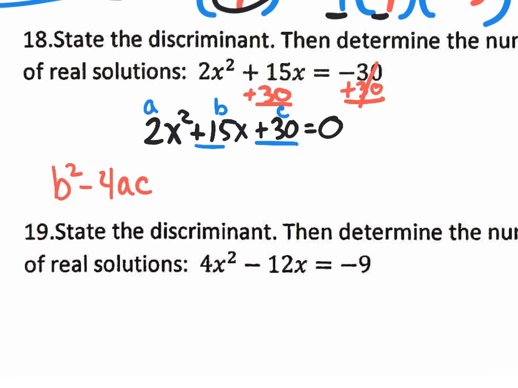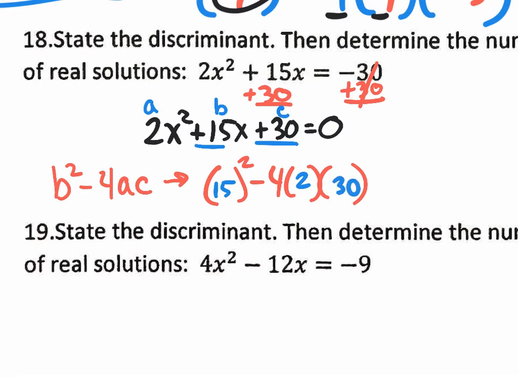Now remember, this is inside the square root, so we're not using the square root here. We just want the value that we end up with. So in order to appropriately find the discriminant value, we're going to replace the B, the A, and the C with parentheses. And then we're going to plug in those A, B, and C values. The B is 15, the A value is 2, the C value is 30. So with the calculator, let's go 15 squared, and that's 225.